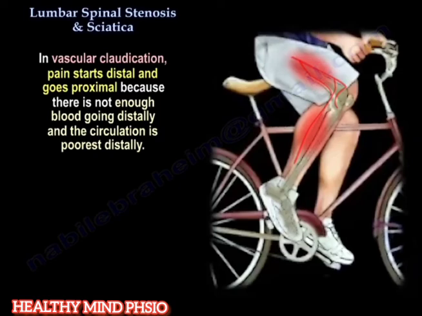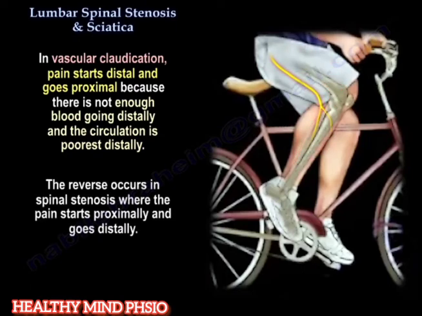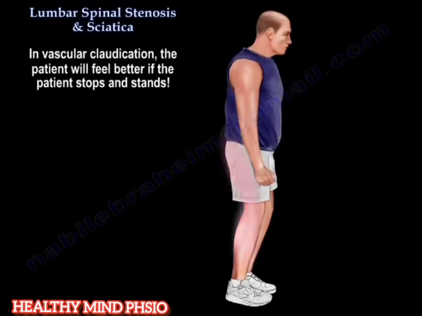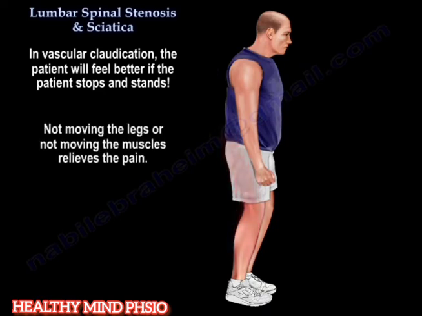In vascular claudication, pain starts distal and goes proximal because there is not enough blood going distally and the circulation is poorest distally. The reverse occurs in spinal stenosis, where the pain starts proximally and goes distally. In vascular claudication, the patient will feel better if the patient stops and stands. Not moving the legs or not moving the muscles relieves the pain.